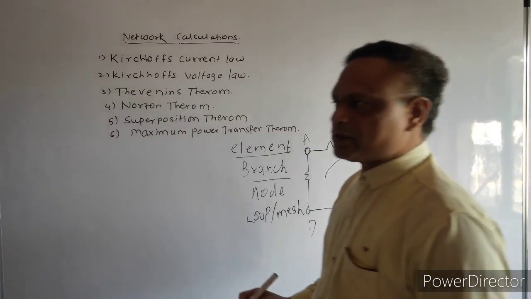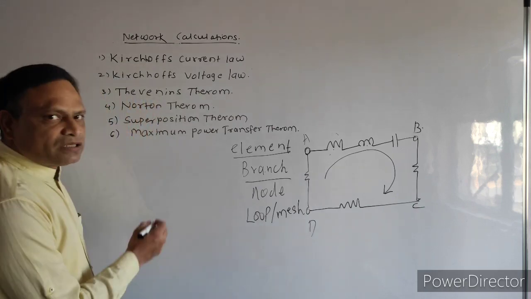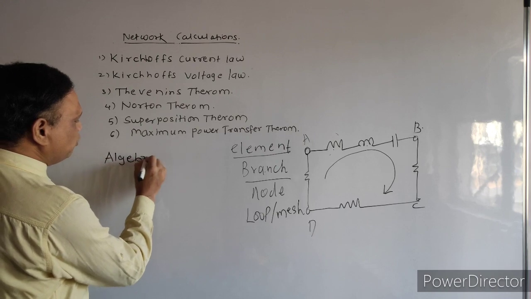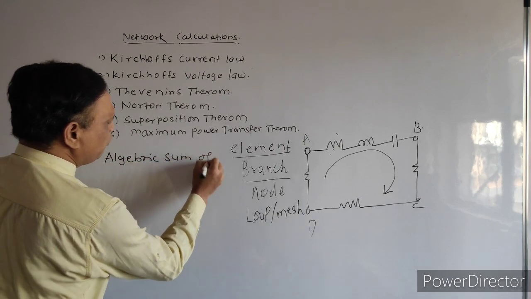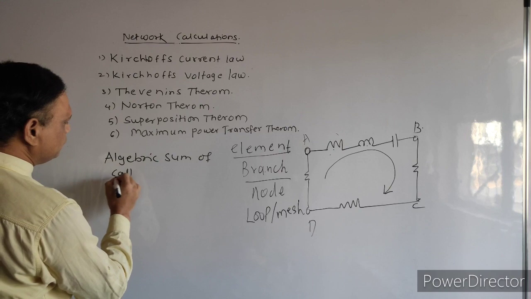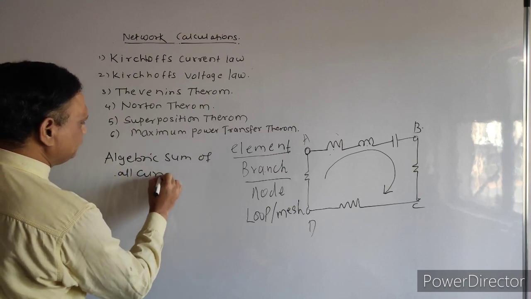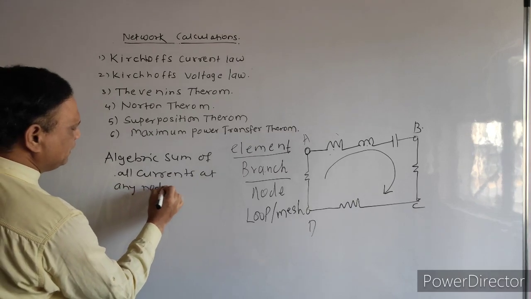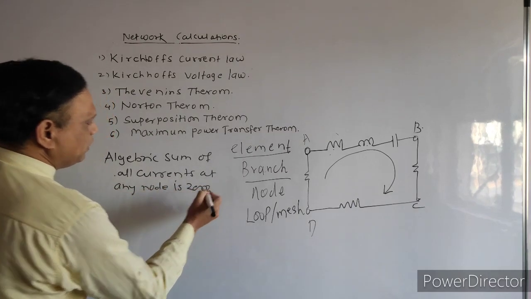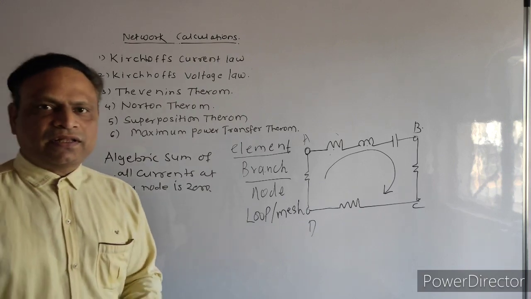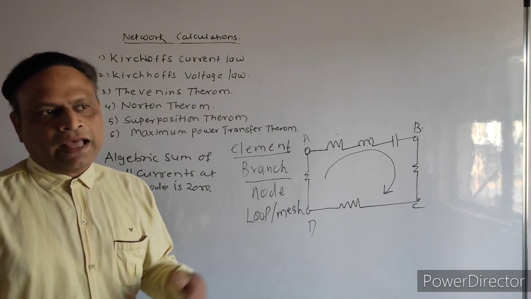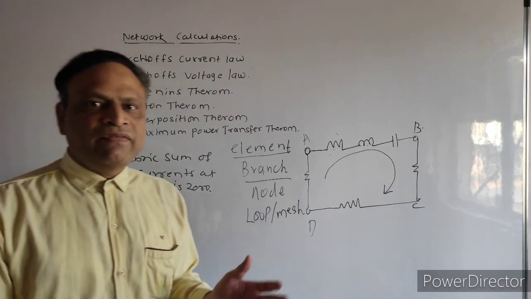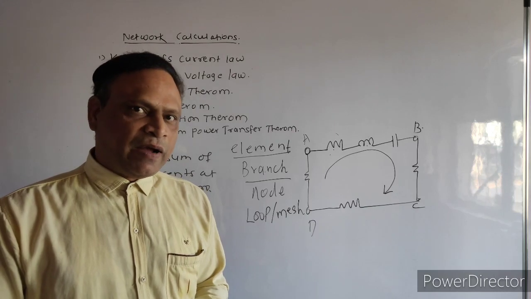Now we will see Kirchhoff's current law. Kirchhoff's current law states that the algebraic sum of all currents at any junction is zero. Algebraic sum of all currents at any node is zero. Those currents which are entering the junction will be treated as positive, that means they are adding in the node, and those currents which are leaving the node will be treated by us as negative.